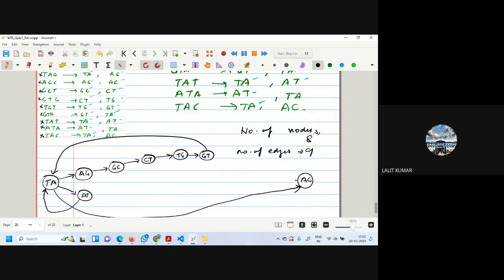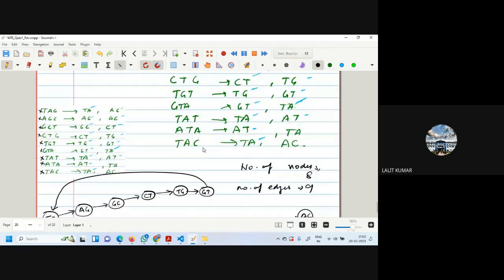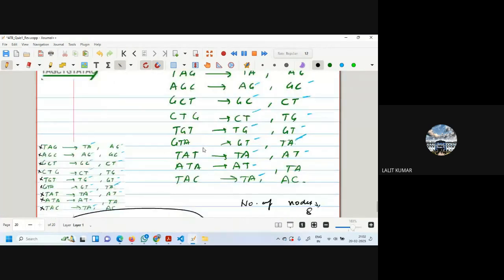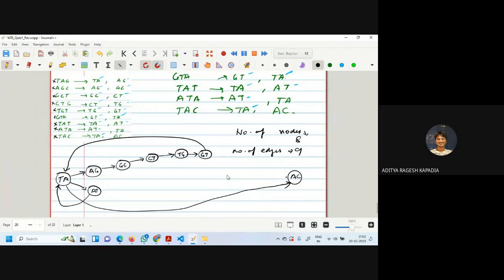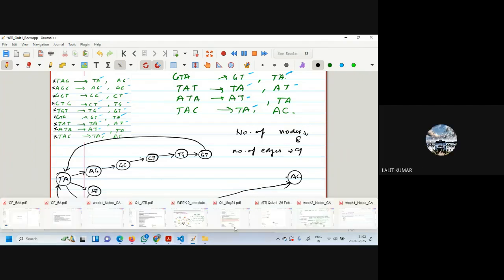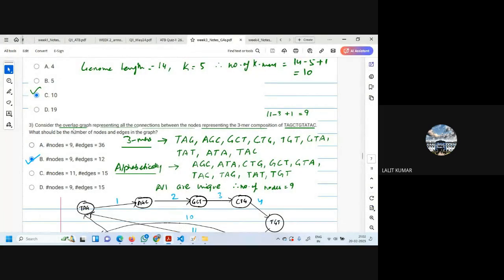So does this answer look incorrect to me? GA Bhavya, any input on this? Yes, I also think we have followed the same thing, unless they're asking something different in the question: consider the overlap graph representing all the connections between the nodes representing the schema. What should be the number of nodes and edges in this?